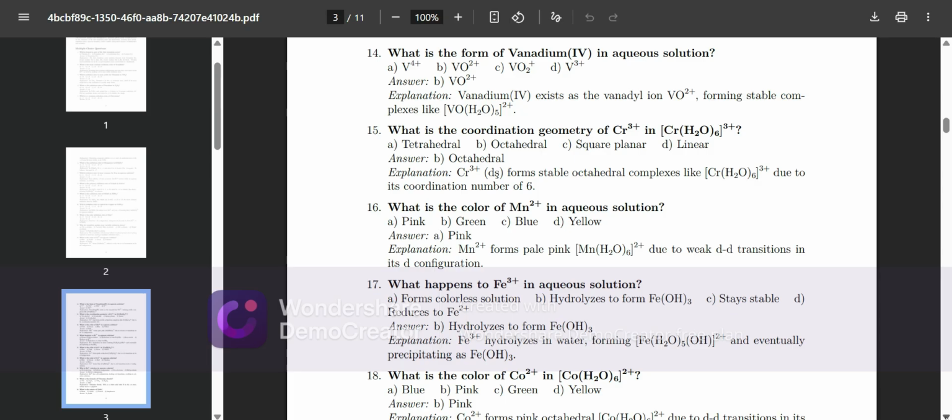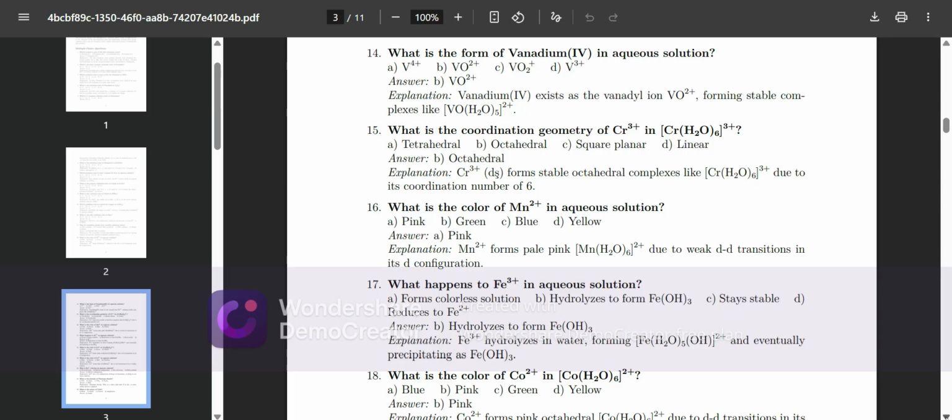What is the coordination geometry of Cr3+ in Cr(H2O)6 3+? Octahedral. Cr3+ d3 forms stable octahedral complexes like Cr(H2O)6 3+ due to its coordination number of 6. What is the color of Mn2+ in aqueous solution? Pink. Mn2+ forms pale pink Mn(H2O)6 2+ due to weak d-d transition in its d5 configuration.